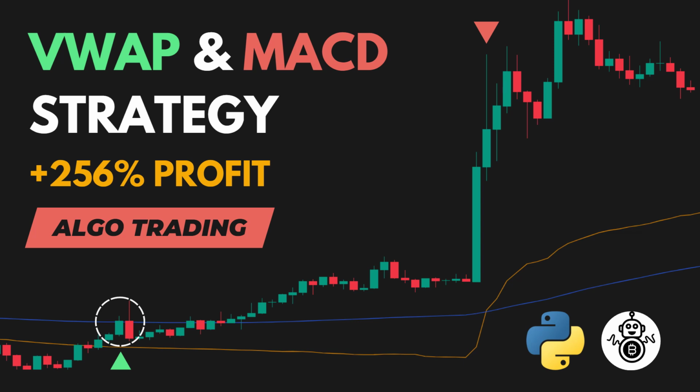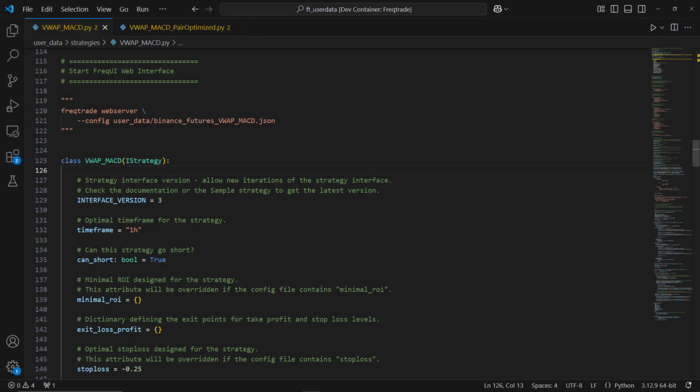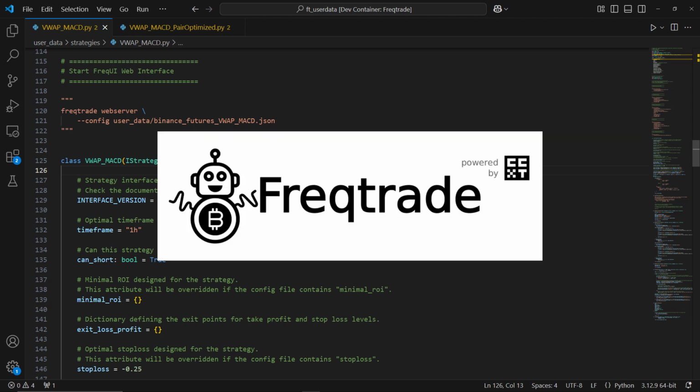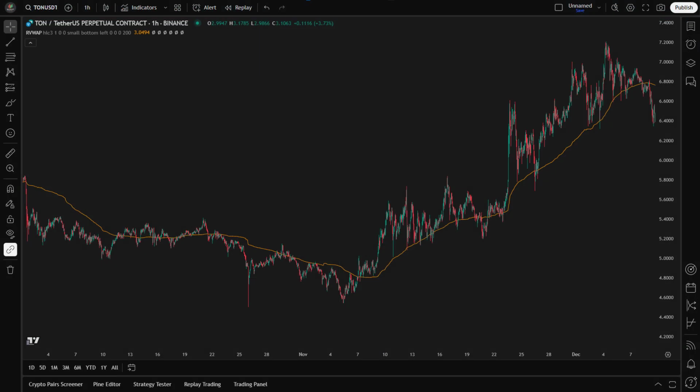Hey everyone! In today's video, we're putting a powerful trading strategy to the test by combining the VWAP and MACD indicators. We'll code the entire strategy in Python, optimize it using Freqtrade, and run backtests to evaluate its performance. Let's dive in. Let's first break down the key indicators we'll be using in this strategy.